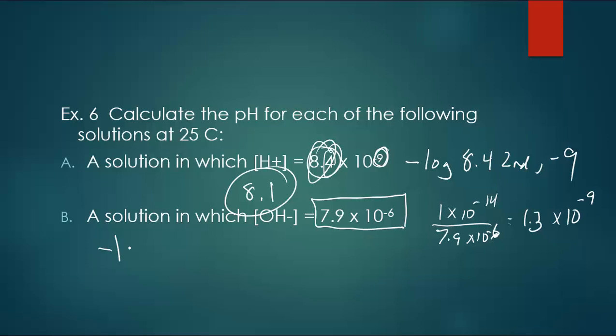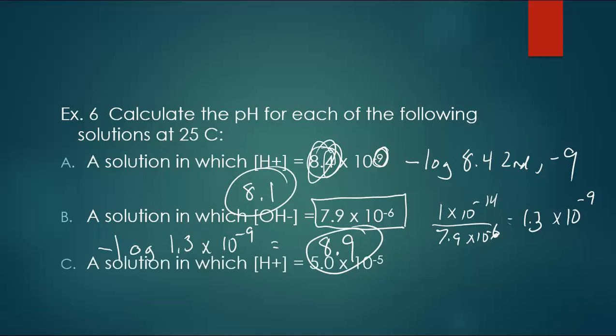Now, negative log 1.3 times 10 to the -9th. And the answer has to be 8 point something. 8.9. It's pH units of 8.9. How about this one? 5.0 times 10 to the -5th. Yes? 4.3.